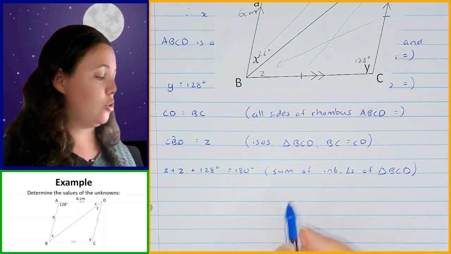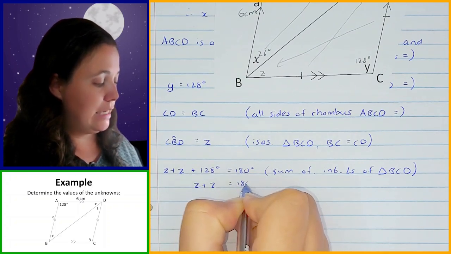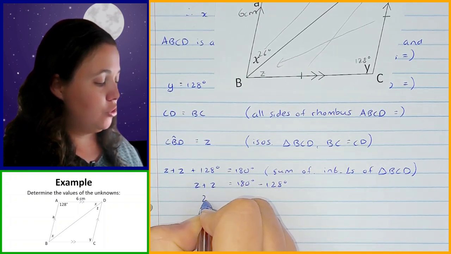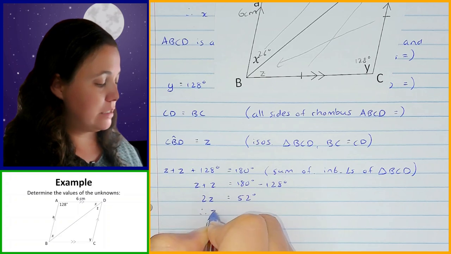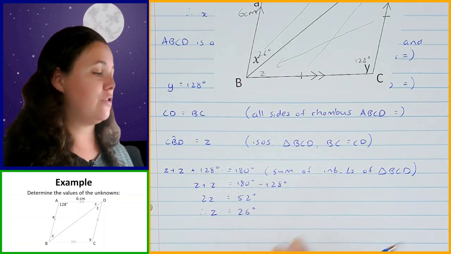And then I can go and solve that equation. So that is Z plus Z equals 180 degrees minus 128 degrees. So 2Z is equal to 52 degrees. So therefore, Z is equal to 26 degrees. So that's how you work out the value of Z.